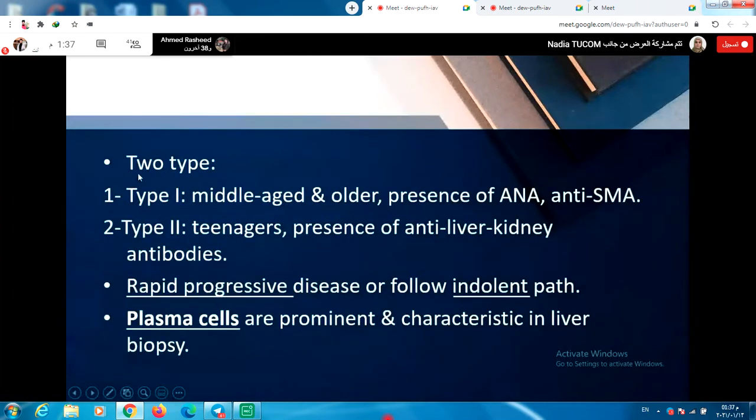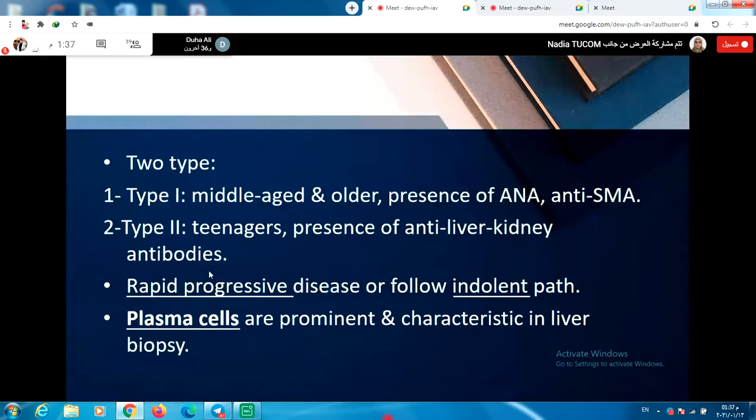There are two types of autoimmune hepatitis, type 1 and type 2. Type 1 affects middle-aged and elderly with presence of anti-nuclear antibodies and anti-smooth muscle antibodies, and type 2 affects teenagers with the presence of anti-liver kidney antibodies.